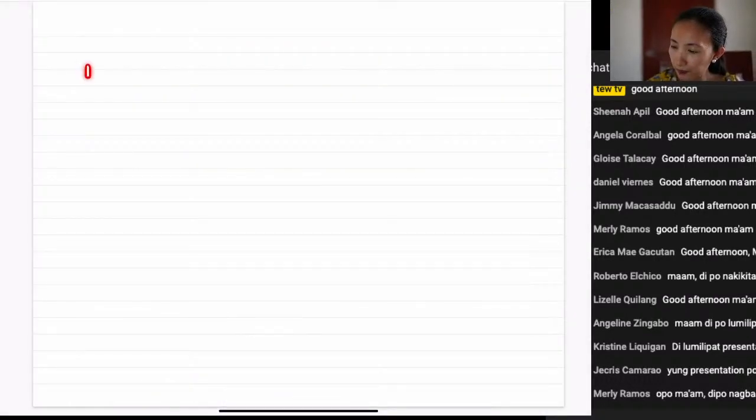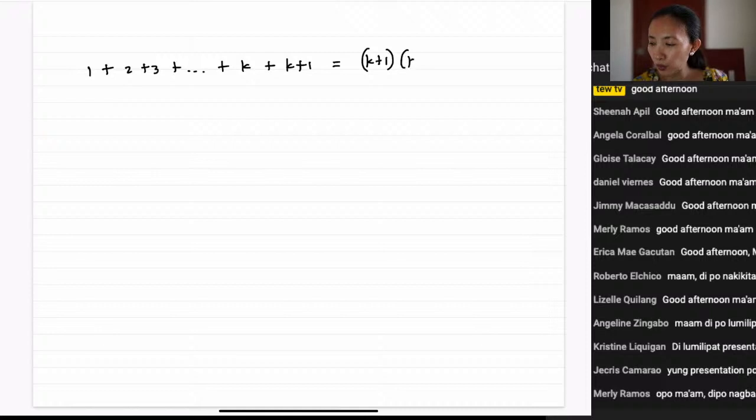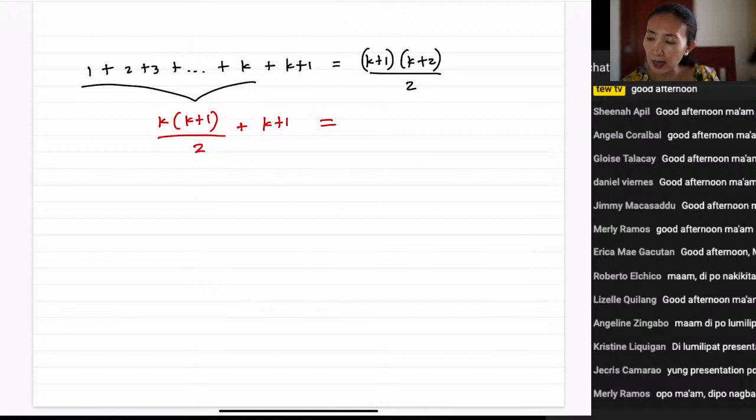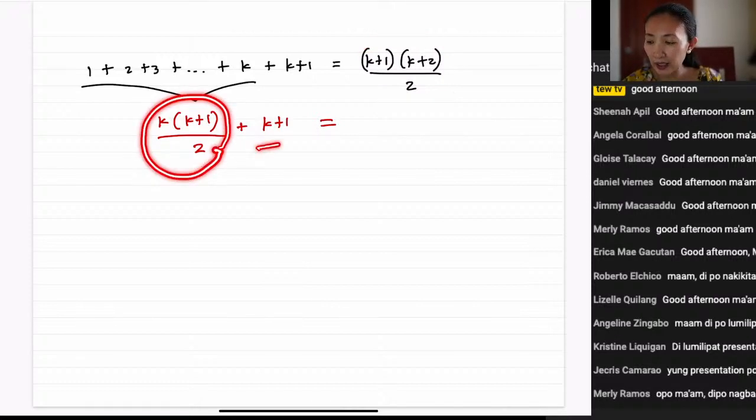Okay, so 1, once more, 1 plus 2 plus 3 plus k plus 1. Take note that k plus 1 is the next term after k. Must be equal to, okay, what is our target? Must be equal to k plus 1 times the quantity k plus 2 all over 2. Now, from our assumption, from the inductive hypothesis, this is equal to k times k plus 1 all over 2. If I then add the next term, which is k plus 1, then the sum must be equal to this. Take note that this is the sum of the first k plus 1 terms. Here, this is the sum of the first k terms plus the next term, which is k plus 1.